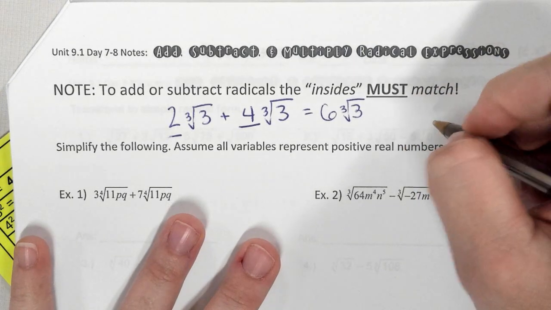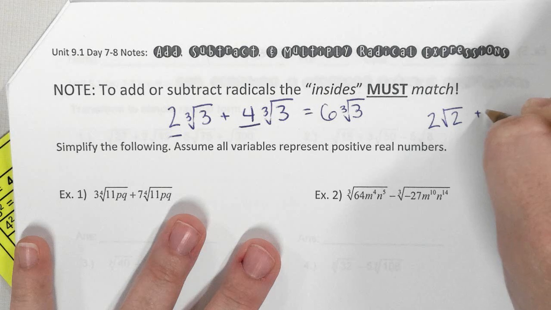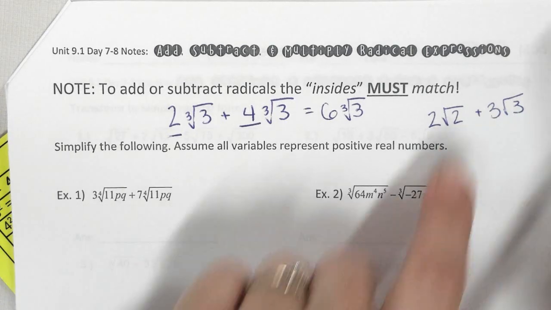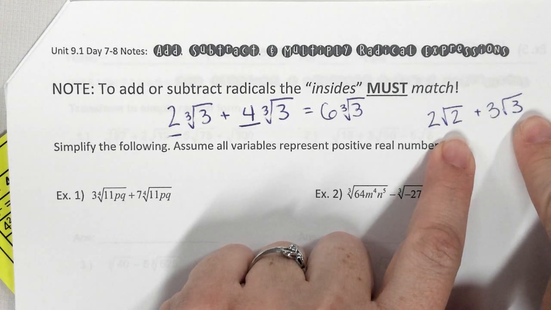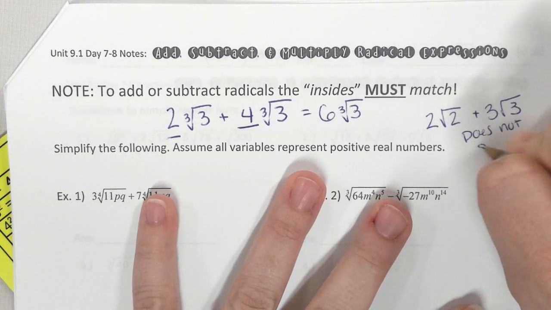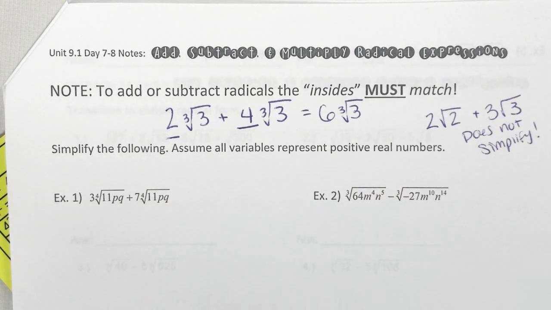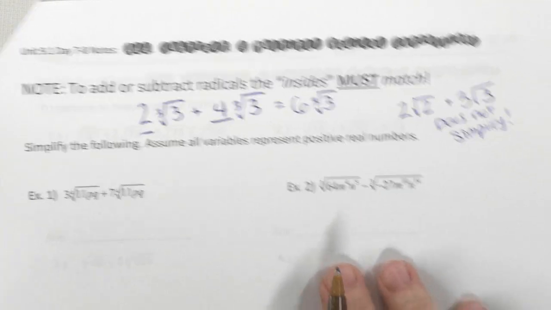So if you had something like 2 square root of 2 plus 3 square root of 3, do the insides match? No, so this does not simplify. So that's how this works when adding and subtracting.